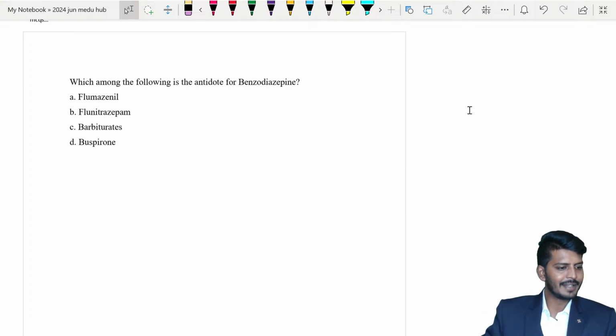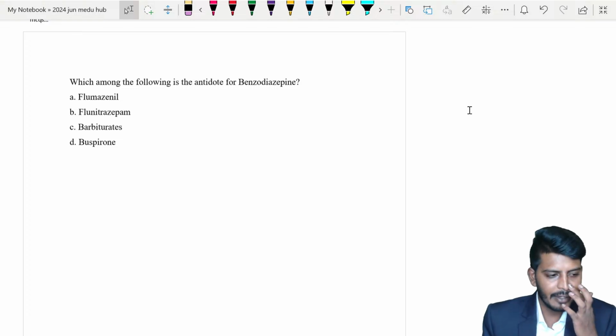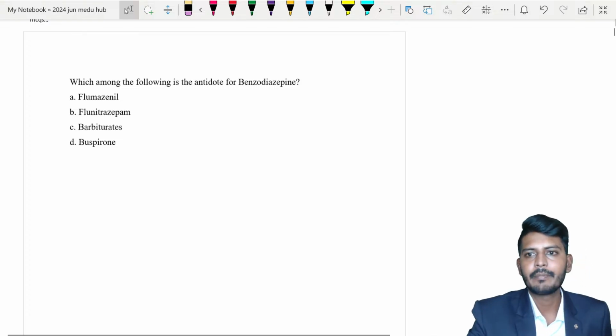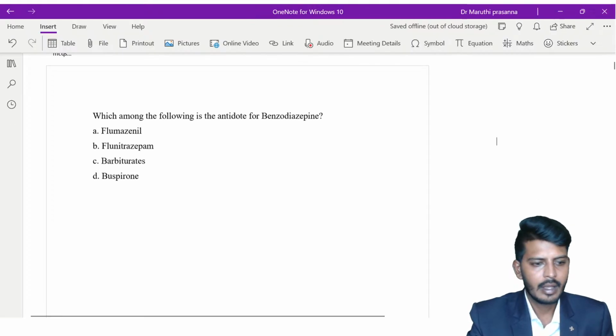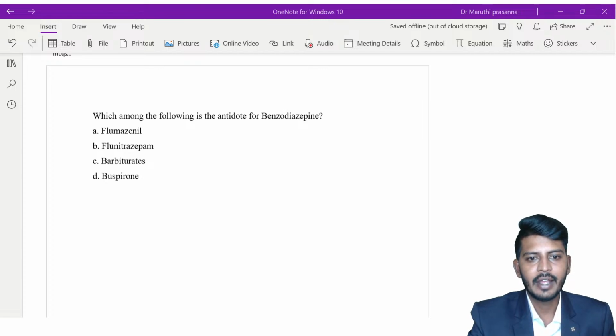So Rinkesh Kumar says the answer is A. Very good. The answer is A, flumazenil. Flumazenil is the antidote used in the overdose of benzodiazepine.